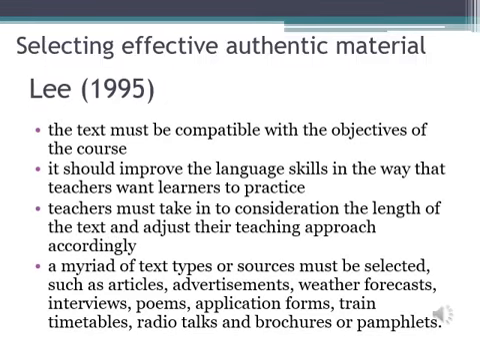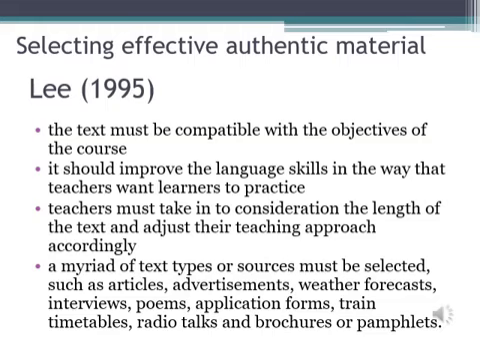So, how do we go about selecting effective authentic material? According to Lee 1995, the text must be compatible with the objectives of the course. It should improve the language skills in the way that teachers want learners to practice. Teachers must take into consideration the length of the text and adjust their teaching approach accordingly.